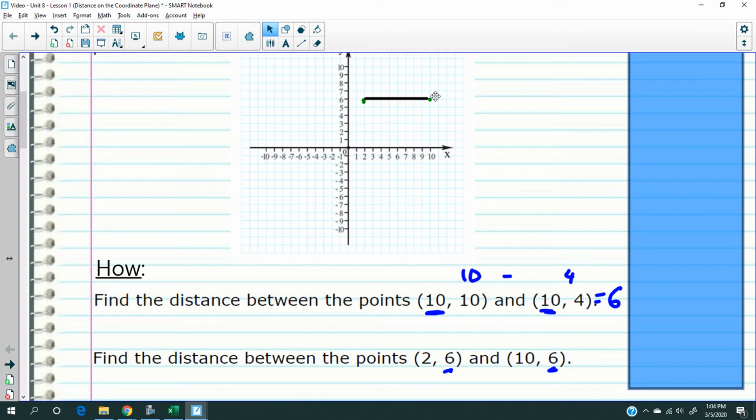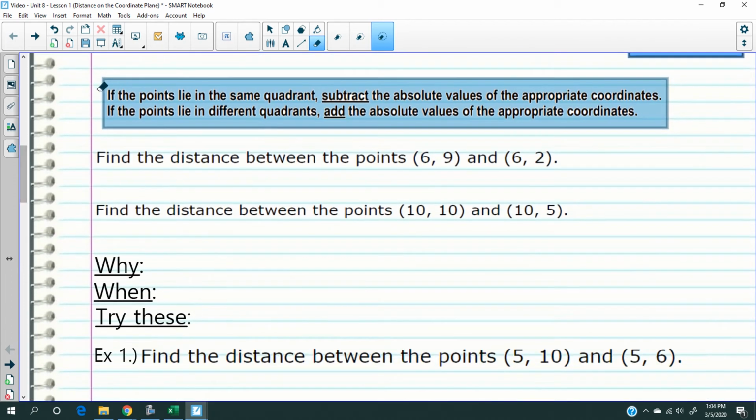So now, if you don't have to count, how can you tell how far 2 is from 10? Yeah, it's 8. So that's how you do it. Now that you know this quote-unquote trick, write this down right here, and I'll read. If the points lie in the same quadrant, subtract the absolute values of the appropriate coordinates, meaning subtract the two x values or the two y values. If they lie in different quadrants, add the absolute values.